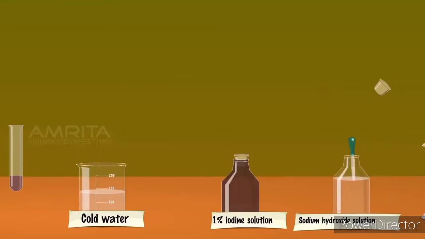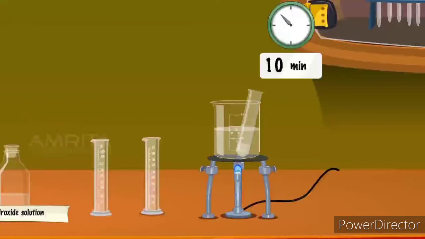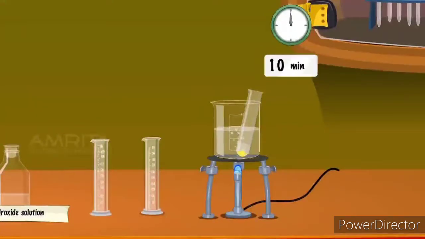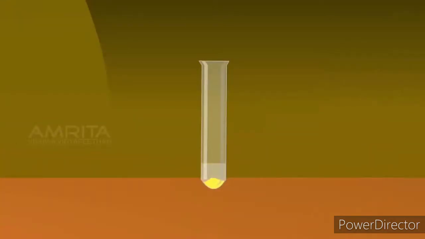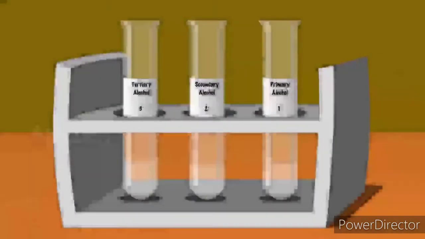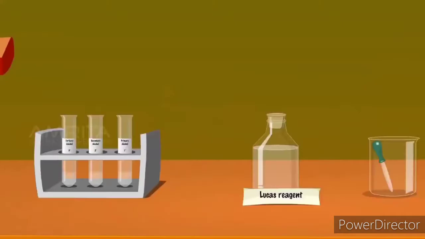Add dilute sodium hydroxide solution dropwise until the brown color of iodine is discharged. Warm the mixture gently in a water bath. Formation of yellow precipitate of iodoform indicates the presence of alcoholic group. Lucas test. Procedure. Take a small quantity of primary, secondary and tertiary alcohols in 3 different test tubes.